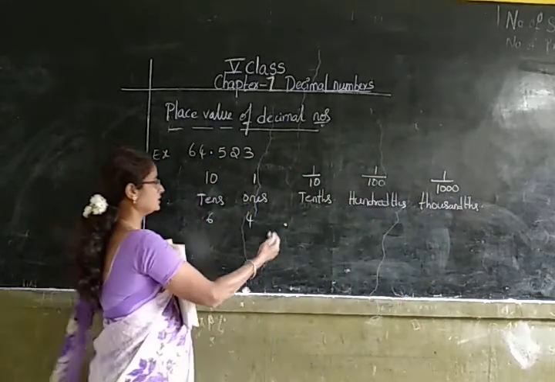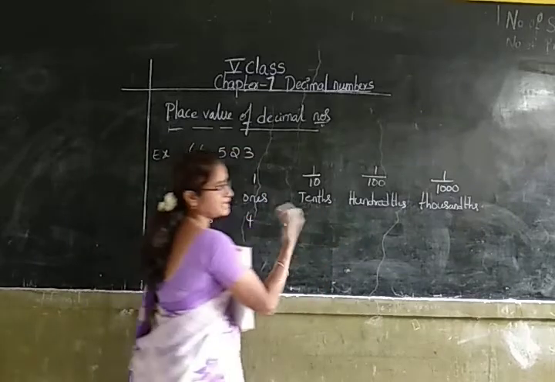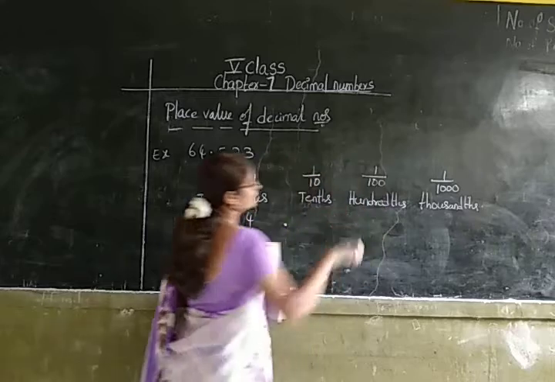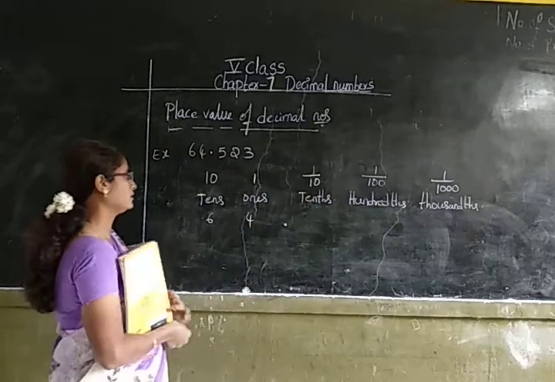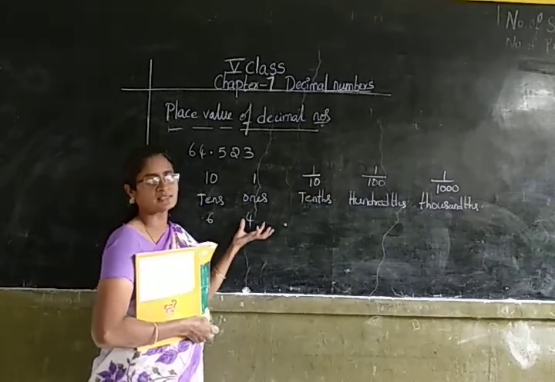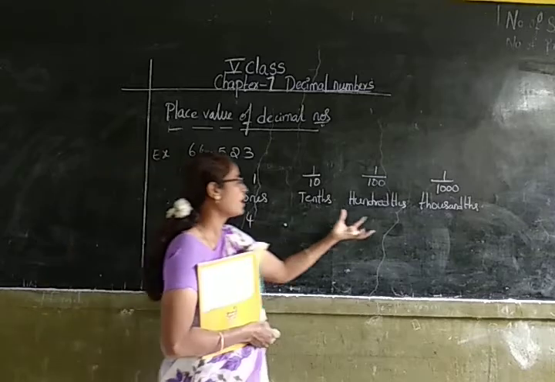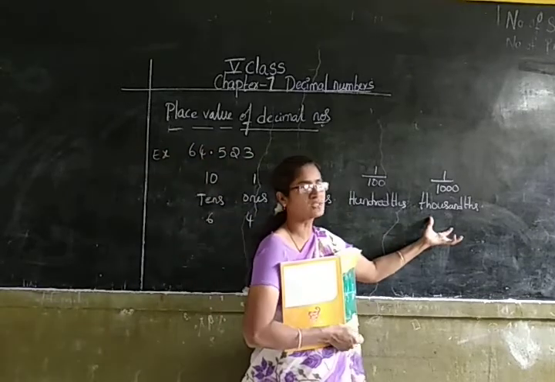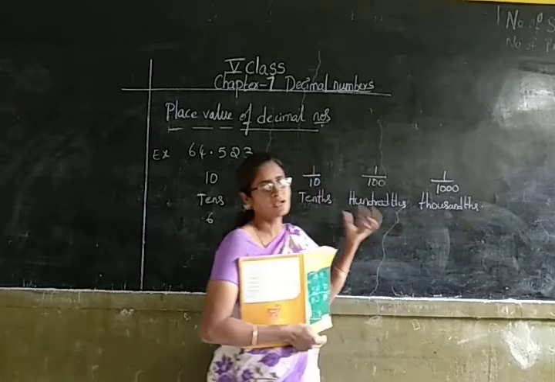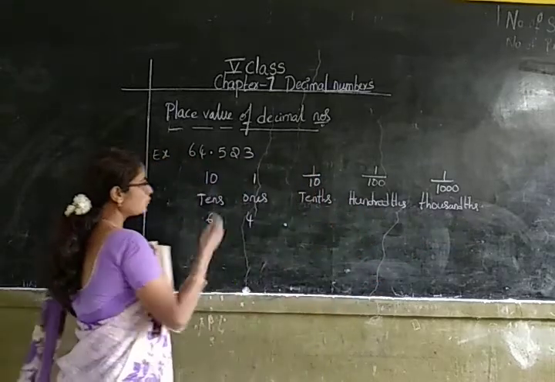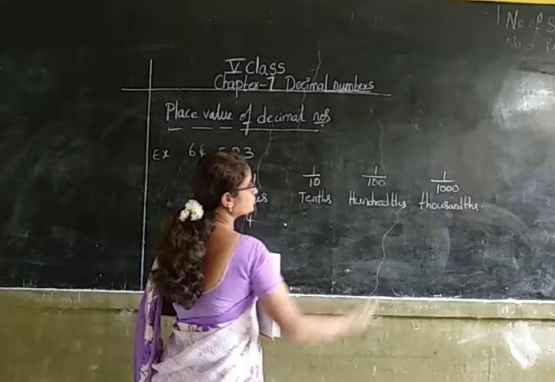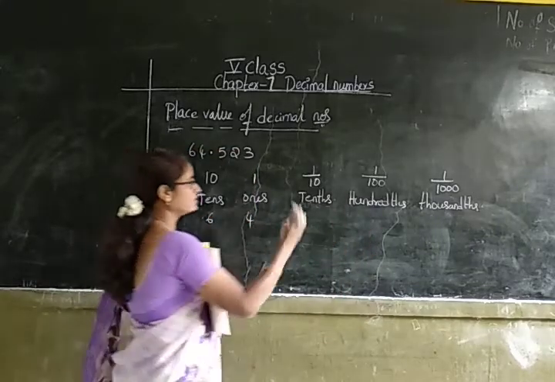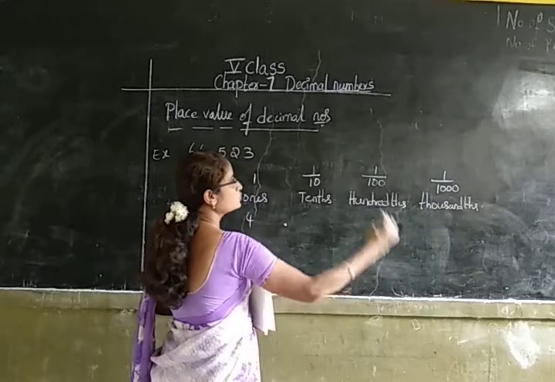These places show that the places of the decimals have values less than 1. So 1 by 10 is less than the ones place, 1 by 100 is less than the tenths place, and 1 by 1000 is less than the hundredths place. So as we move to the right side of the place value chart, the values decrease.